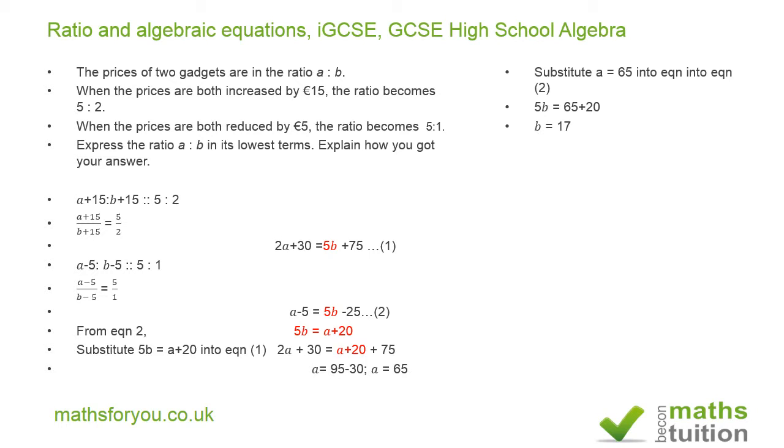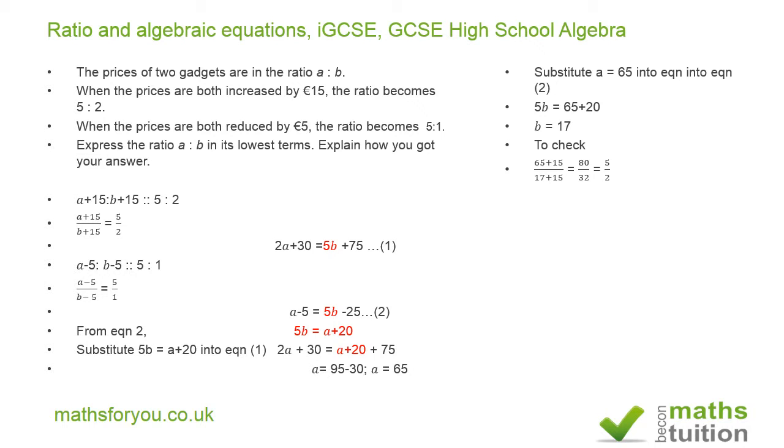Now, I want to check. We've got A is equal to 65 and B is 17. Now, let's check if we're right. If we go back to the first ratio, if we then say 65 plus 15 divided by 17 plus 15, now 65 plus 15 gives us 80, and 17 plus 15 gives us 32. If we divide the numerator by 16 and the denominator by 16, we end up with 5 to 2. So 65 and 17 are both correct.